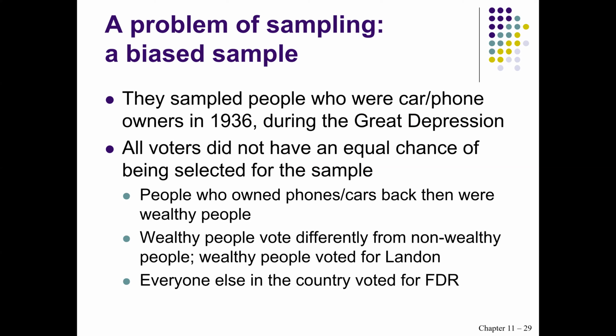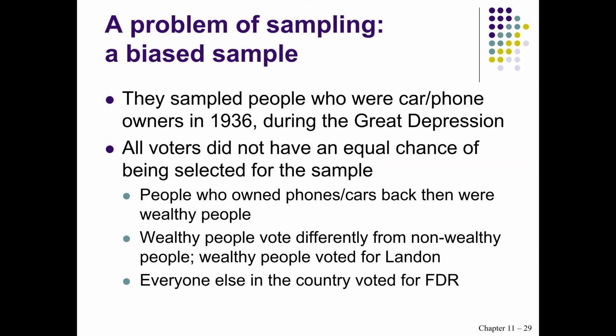So inadvertently, the people at Literary Digest accidentally got a sample of rich people who owned cars and who owned phones in 1936. And what they really wanted, what they really intended to get, was a sample of all voters who are going to vote in the election.